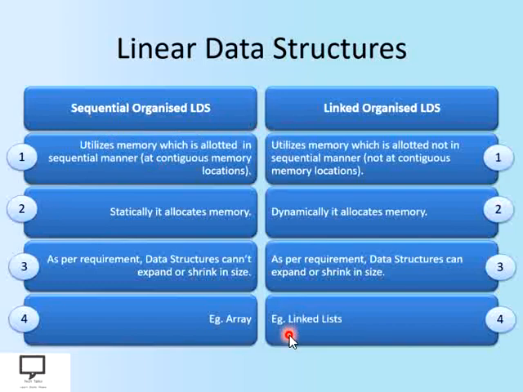The example of a linked organized linear data structure is the linked list, where the list can grow, expand or shrink in size as per our requirement dynamically. That is, at the time of execution we can take a decision to expand or shrink the size of the linear data structure linked list.